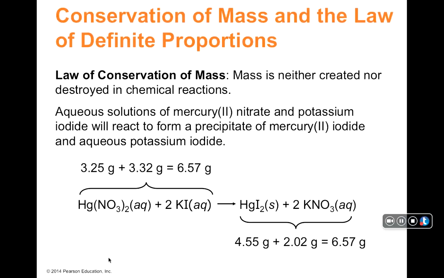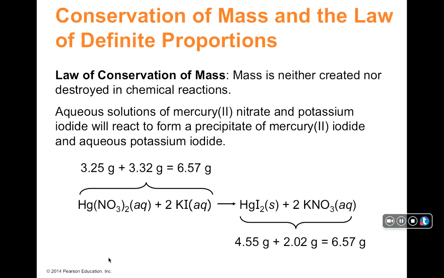So we can take the total amount of reactants that we started with, 6.57 grams, and again, assuming ideal conditions, meaning that all of the reactants react to form all of the products that you see here, the total of the mass of the products would also be the same.